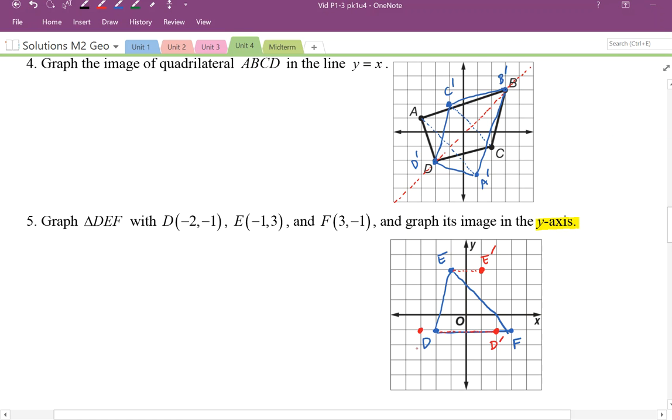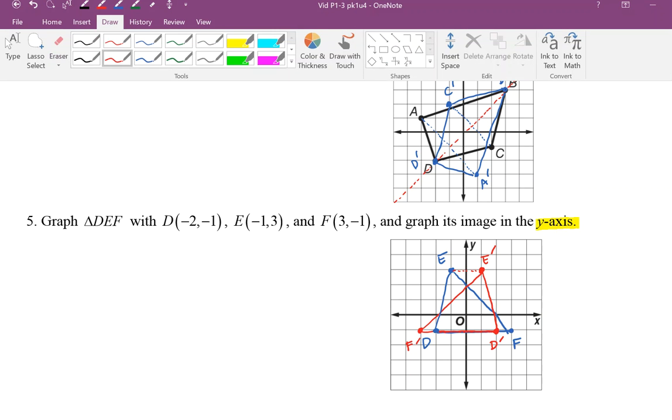And then F apostrophe will end up 3 spaces to the left of the y-axis. And then I'll reconnect my triangle, E to D, D to F, and F to E again. So you can see my red one should look like the blue triangle that's spun around the y-axis.